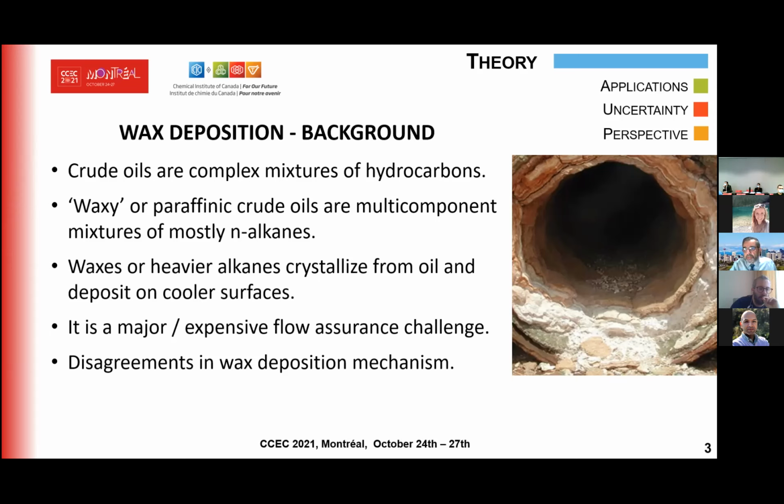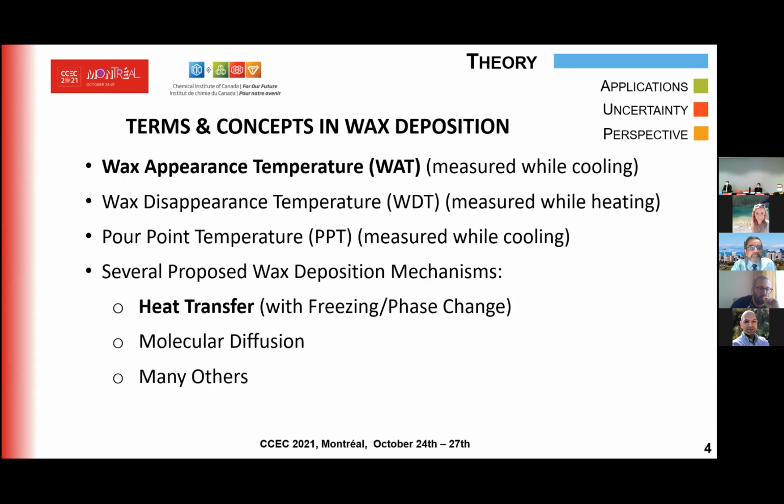And this picture kind of shows you what messy situation you can get into. There are clear disagreements in the mechanism for wax deposition. So although people have been working on it for 4 or 5 decades, we still don't have an agreement in terms of how we can describe wax deposition.